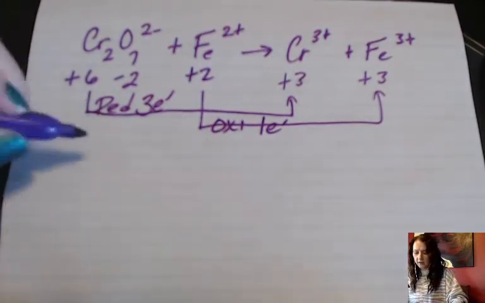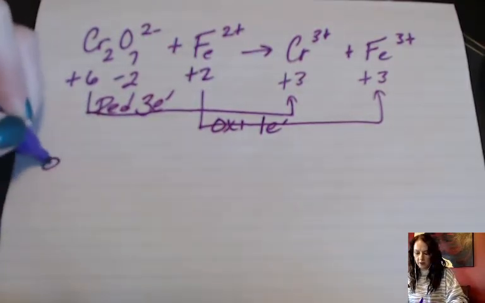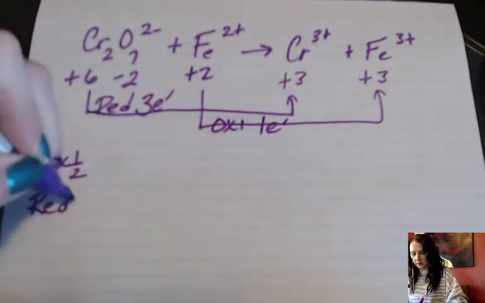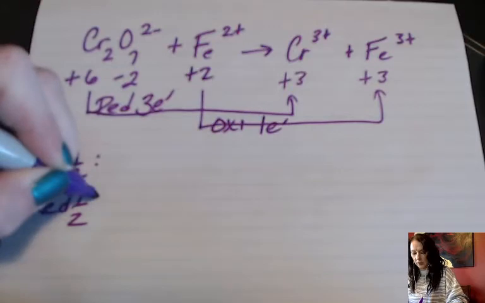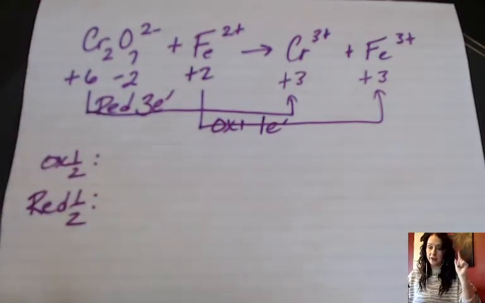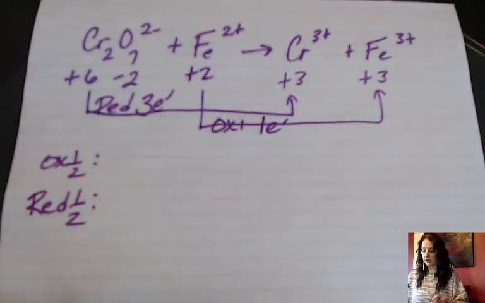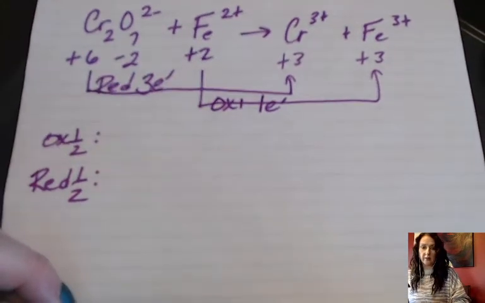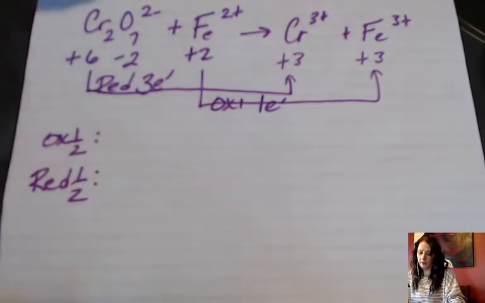Once you have that done, you're going to write your oxidation half and your reduction half reaction, because we are doing this through the half reaction method. There is a secondary method called the ion exchange method, which we're not going to do. We're doing the oxidation and reduction half reaction method.